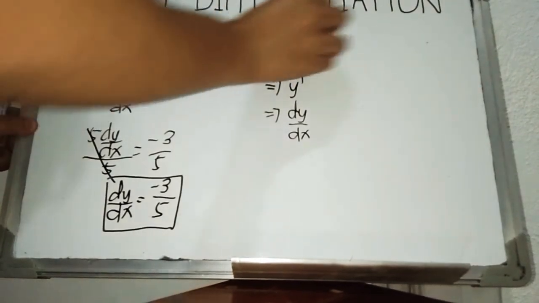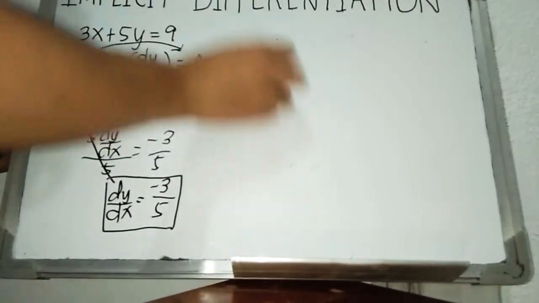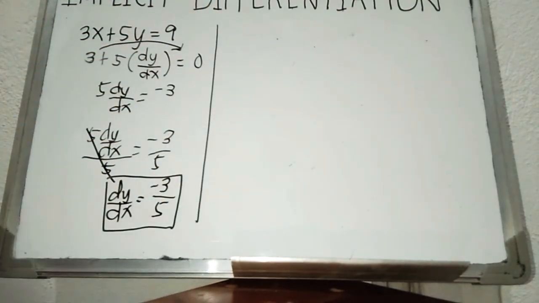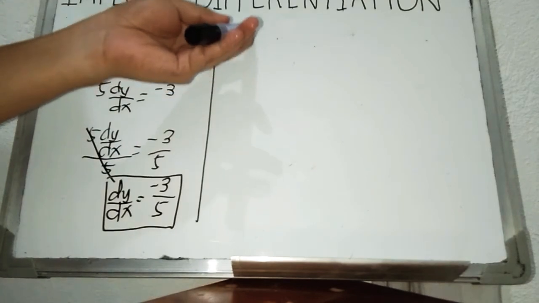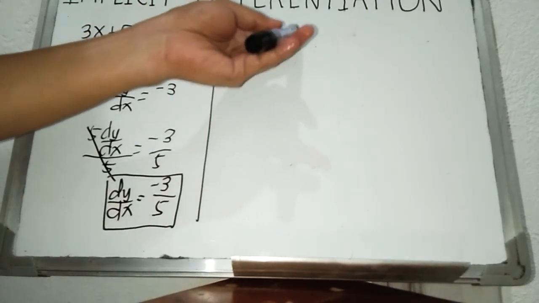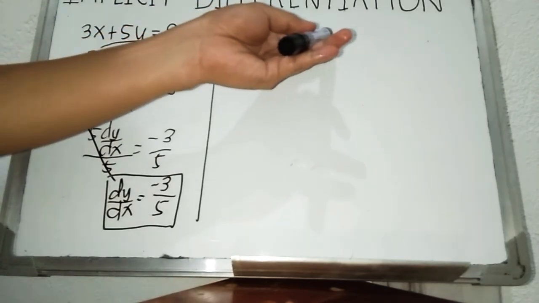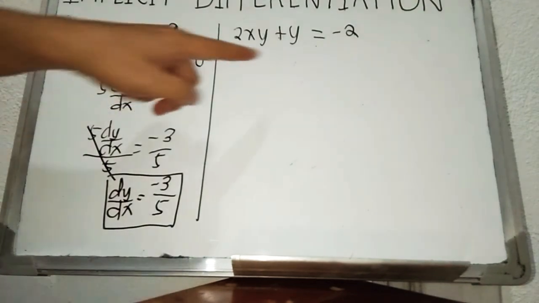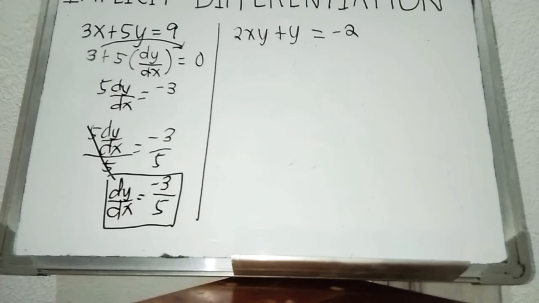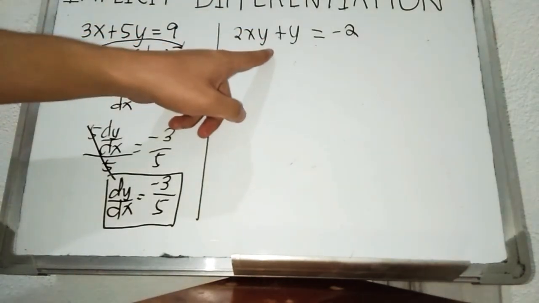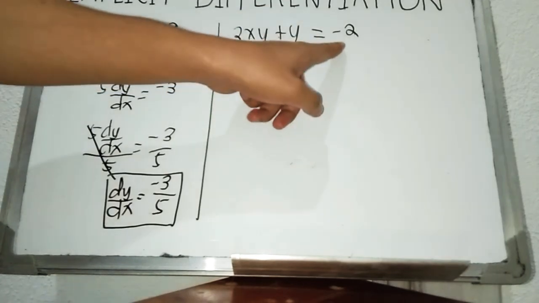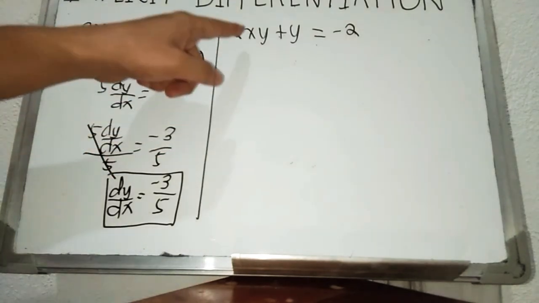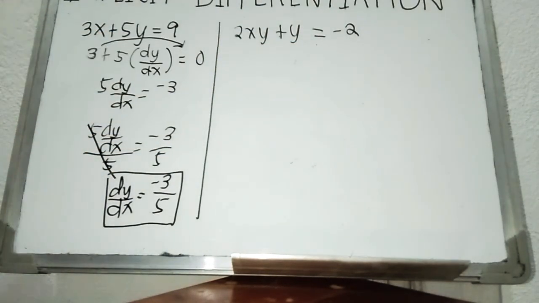Another example, assuming we have here a function 2xy plus y is equal to negative 2. Now here we are going to get the derivative of the left and derivative of the right. Now in the left portion of our function, we have here 2xy plus y, and the right side of our equation is negative 2. So we are going to get the derivative of the first term and the second term from the left portion.